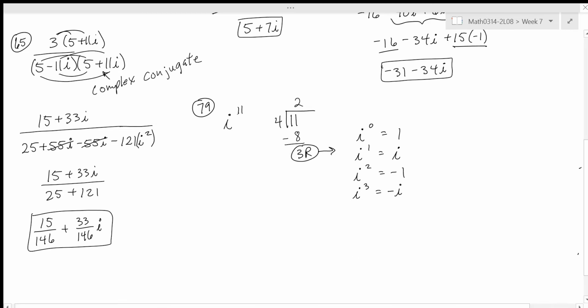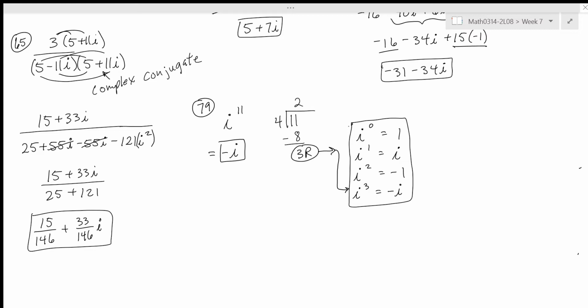No, i to the 11th power is going to equal negative i, because the remainder corresponds to the exponent. So you definitely want to have this chart, either memorized or maybe put it on a little card and put it in your wallet or purse so that you always have it.